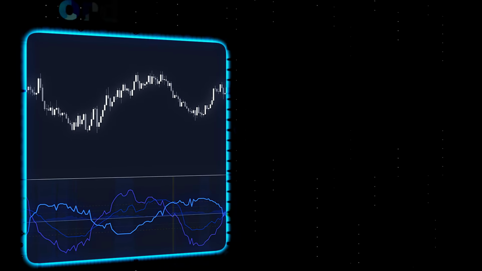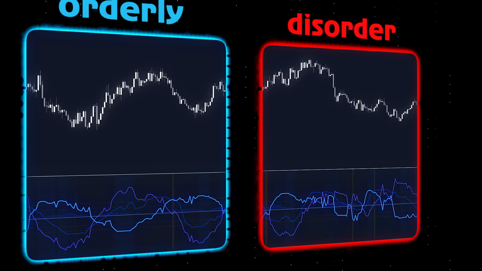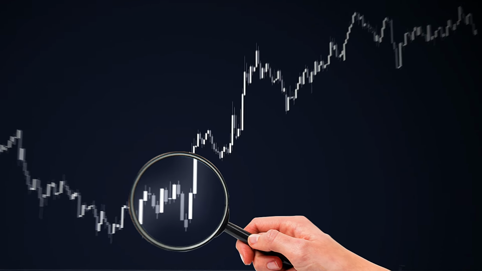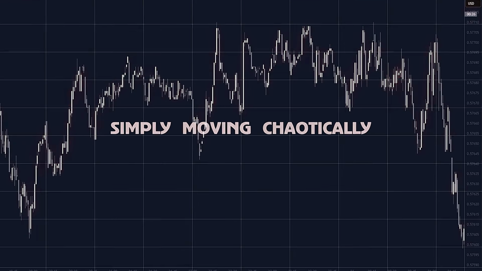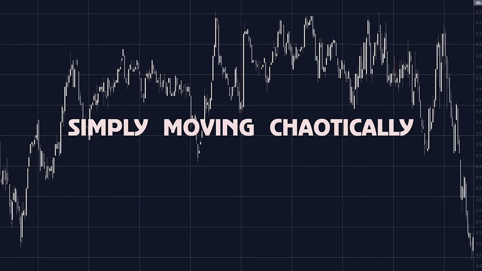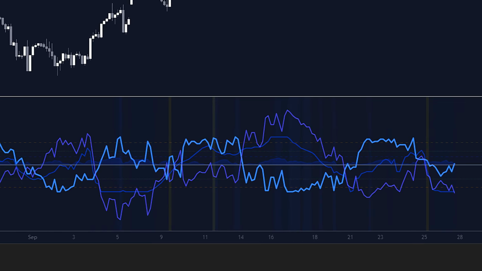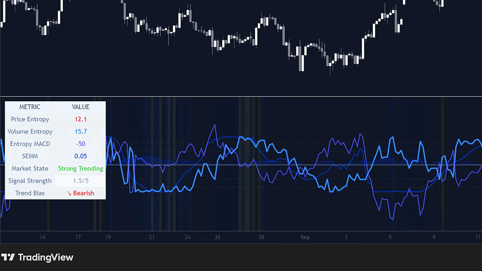It clarifies if we are in an orderly trend that we can trade or if we are in a stage of total disorder where it is better not to risk. Imagine being able to distinguish between a market in a healthy trend and one that is simply moving chaotically. That is exactly the gap this indicator aims to fill. This indicator transforms market randomness into actionable data.